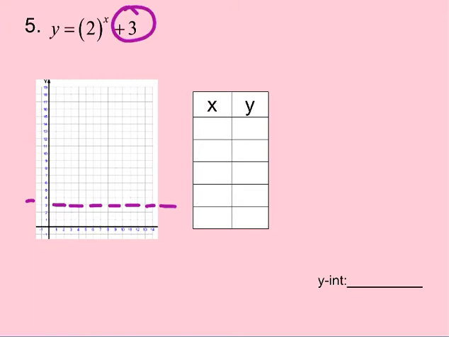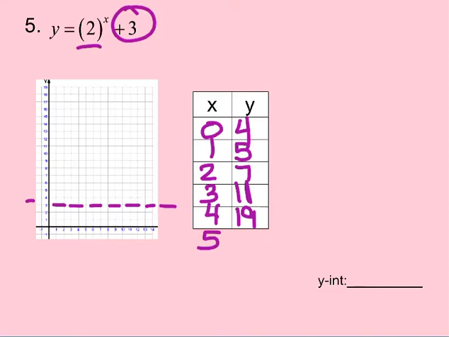So then, since it's a 2 in my parenthesis, I'm going to do my 0, 1, 2, 3, 4, and 5. So 2 to the 0 power is 1. 1 plus 3 is 4. 2 to the first power is 2, plus 3 is 5. 2 to the second power is 4, plus 3 is 7. 2 to the third power is 8, plus 3 is 11. 2 to the fourth power is 16, plus 3 is 19. And lastly, 2 to the fifth power is 32, plus 3 is 35.